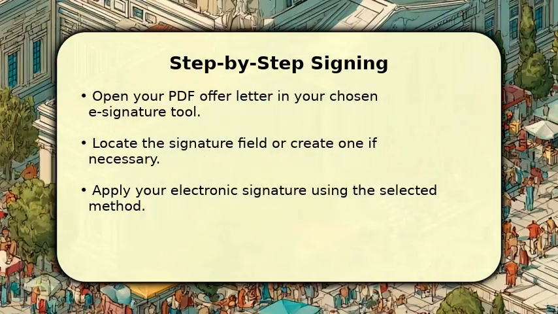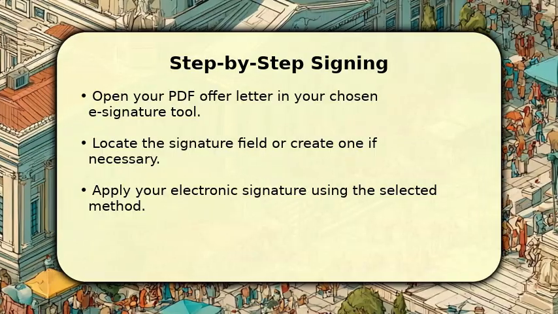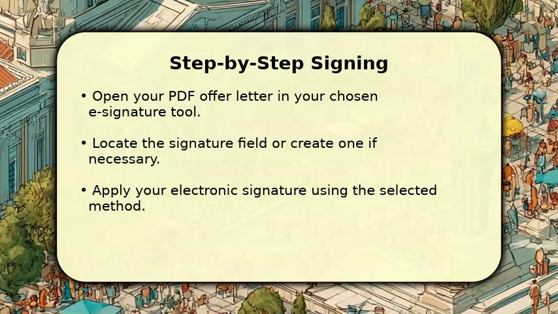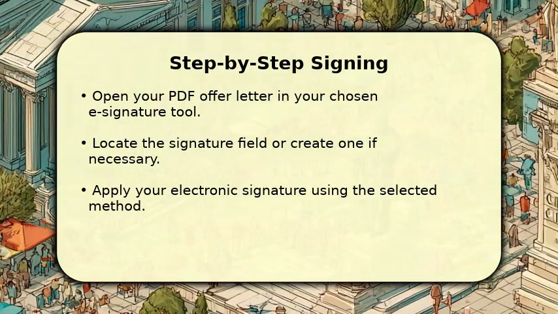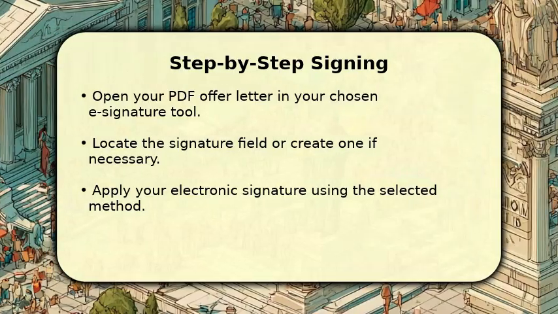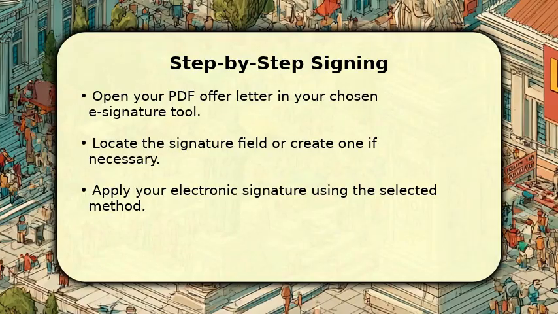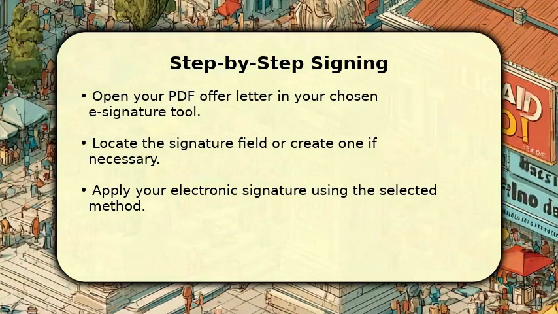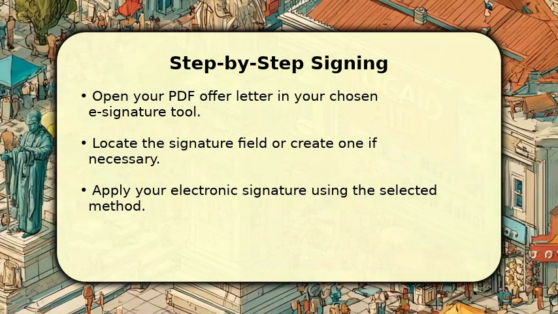Now, let's walk through the step-by-step process of applying your signature. Open your PDF offer letter using your chosen e-signature tool. Look for a designated signature field. If none exists, most tools allow you to easily create one. Then, apply your electronic signature, whether by drawing it with your mouse, typing your name, or uploading a pre-saved image. Take a moment to carefully review the entire document to ensure all details are correct before proceeding.